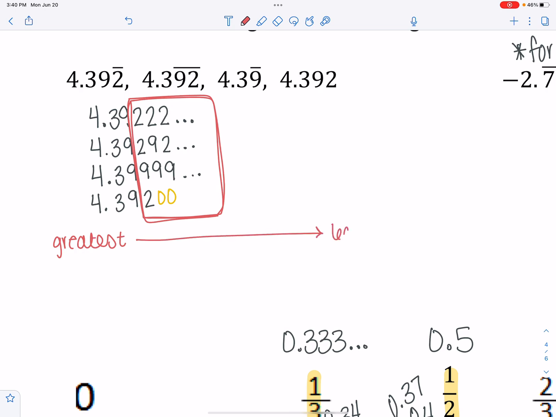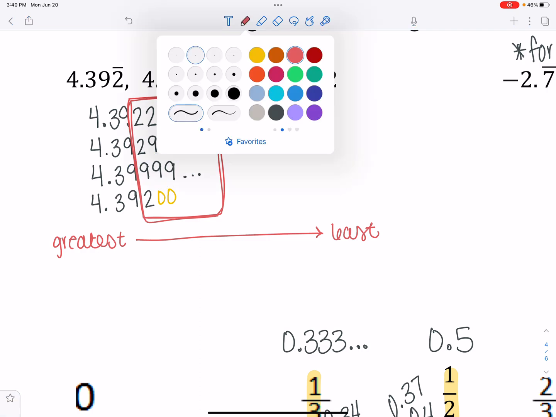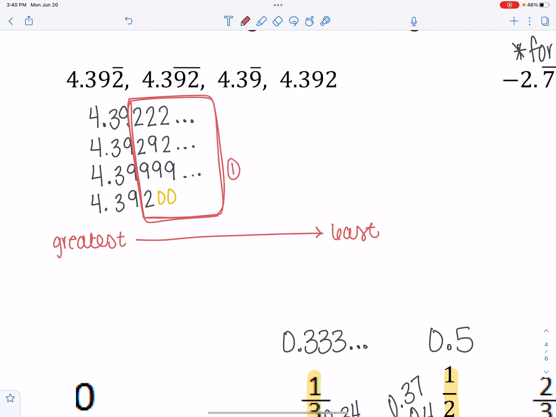So I've got 222, 292, 999, and 200. Yes, those have those little dots on them, but I don't need to compare anymore. It would still be true if I extended them out to multiple digits. So the largest of these is 999. That's going to be my greatest number. I want to make sure I write it in the original form, so as the 39 with the bar over it.